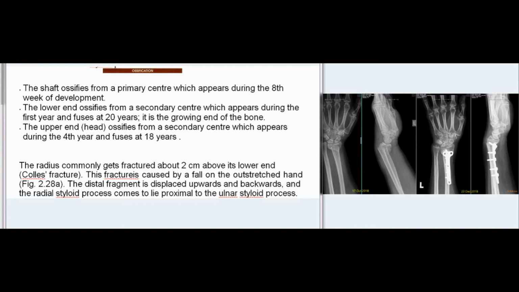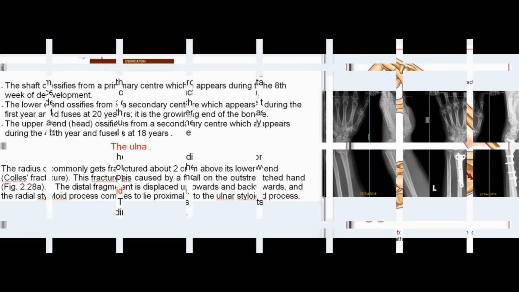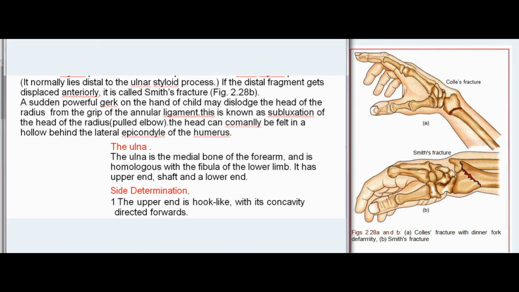The distal fragment is displaced upwards and backwards, and the radial styloid process comes to lie proximal to the ulnar styloid process. It normally lies distal to the ulnar styloid process. If the distal fragment gets displaced anteriorly, it is called Smith's fracture, Fig 2.28b.